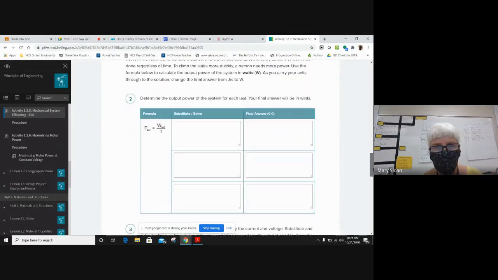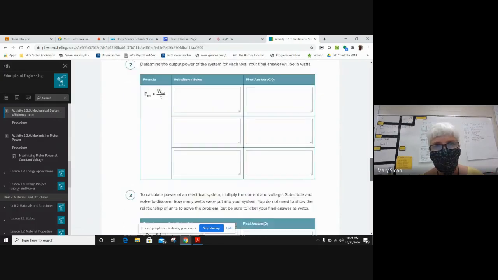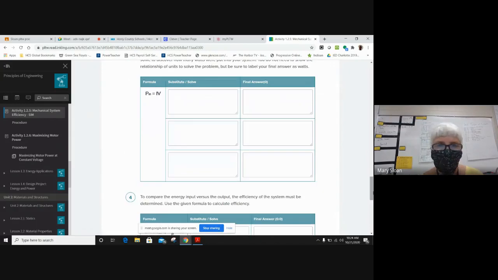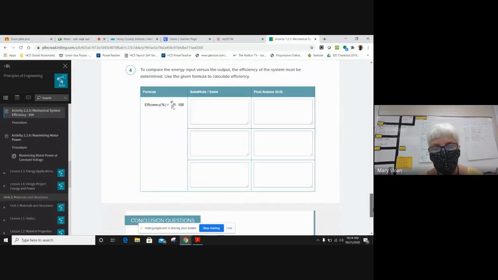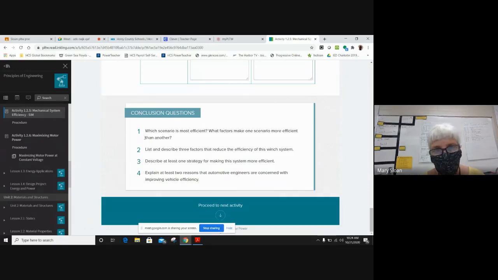So then when you go down, you're going to see the one for power out, which is W out over T. Well, we just figured out what W out was, which was up here, and we're going to divide that by our time to find that answer. Then we're going to do our power in, which is our I times our V for each of the three, and then you're going to find your efficiencies. When you get done with that, you will need to answer these 4 conclusion questions. And that's what you're supposed to be doing today.